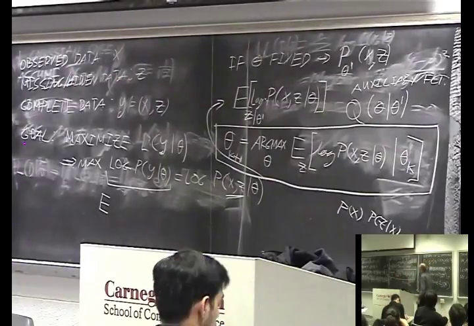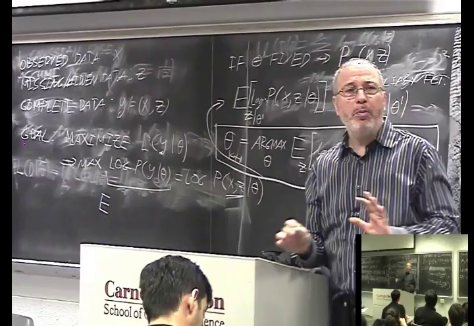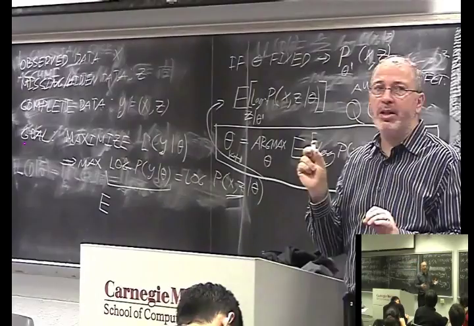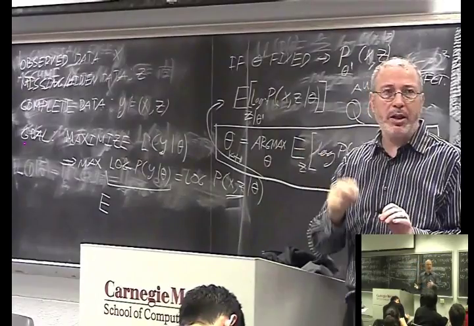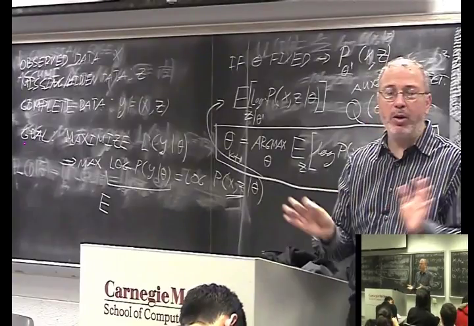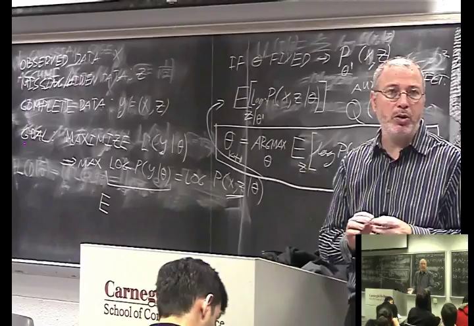Or what if finding the maximum is difficult or intractable? You don't know how to do it. I'm just giving you a recipe saying find the expectation and find the maximum of the expectation. But if you're in a situation where doing that is not feasible, then you cannot use the EM algorithm.